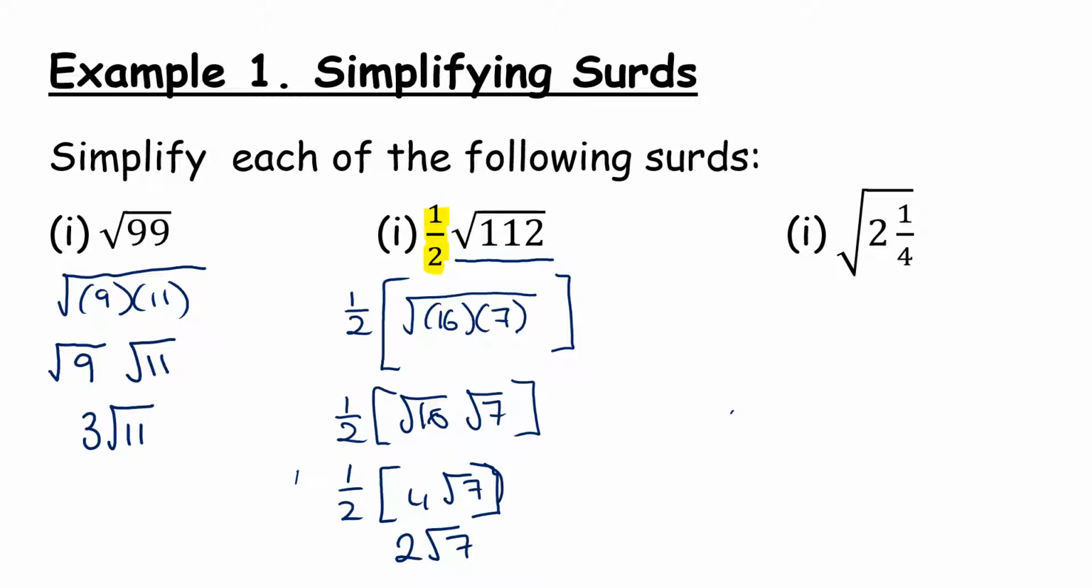Okay, so now we have 2 1/4 under our square root. In maths, we very rarely use this type of mixed fraction where there's a whole number and a fraction.